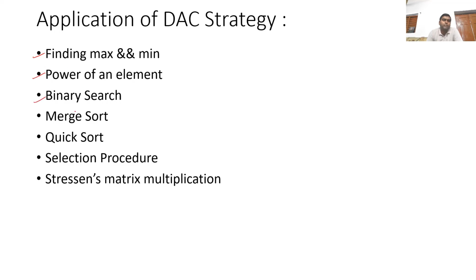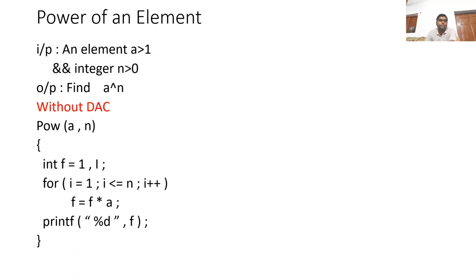So don't worry, I will explain each and every problem in detail in the upcoming lectures. And merge sort, quick sort, selection procedure, and Strassen's matrix multiplication. So in this lecture, we are going to cover power of an element and see how this power of an element is a divide and conquer strategy. Why it is a better approach if we are calculating power of an element with the help of divide and conquer strategy.